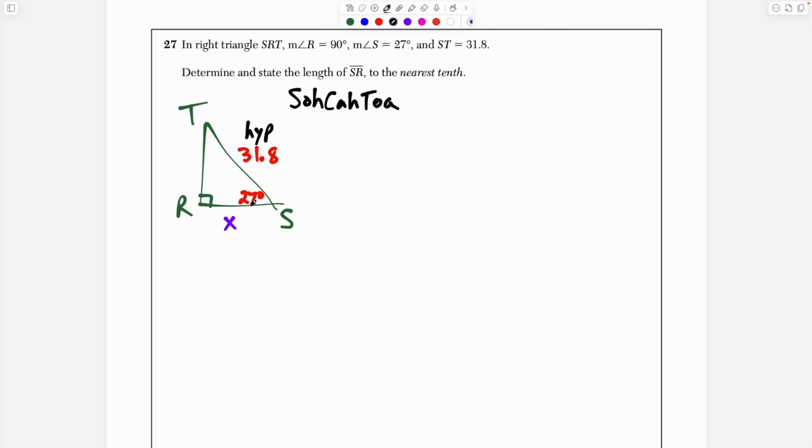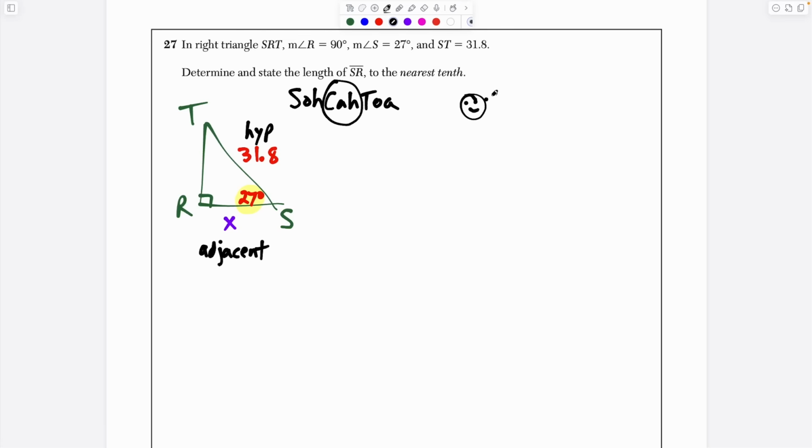And then this is our angle over here. The 27 degrees represents our given positive acute angle. So x is the side adjacent. So I'll say, and I'll write out the whole word, this is the side that is adjacent to the 27-degree angle. So when you say the phrase adjacent hypotenuse, you should be thinking of the cosine function.